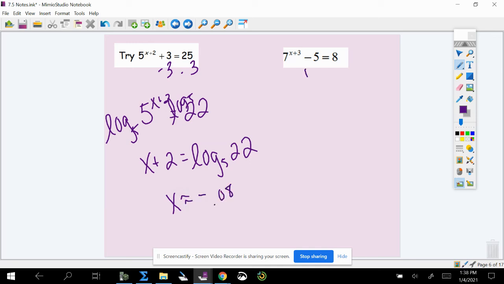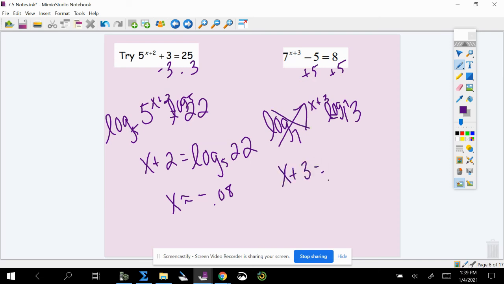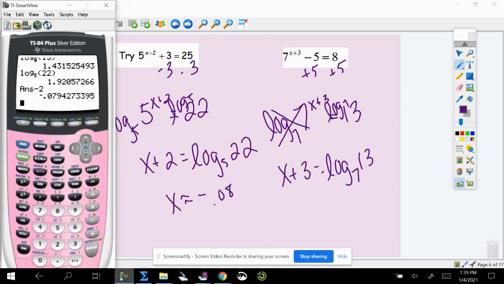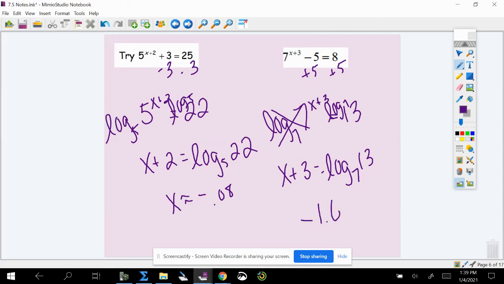And then finally the last one, subtract 5, 7 to the x plus 3 equals 13. Take both sides to log base 7. So we get x plus 3 equals log base 7 of 13. Calculator, math, log base 7 of 13. And then subtract 3 to get x by itself, you get about negative 1.68. You're going to get a lot of decimals for these, so just be aware of that.